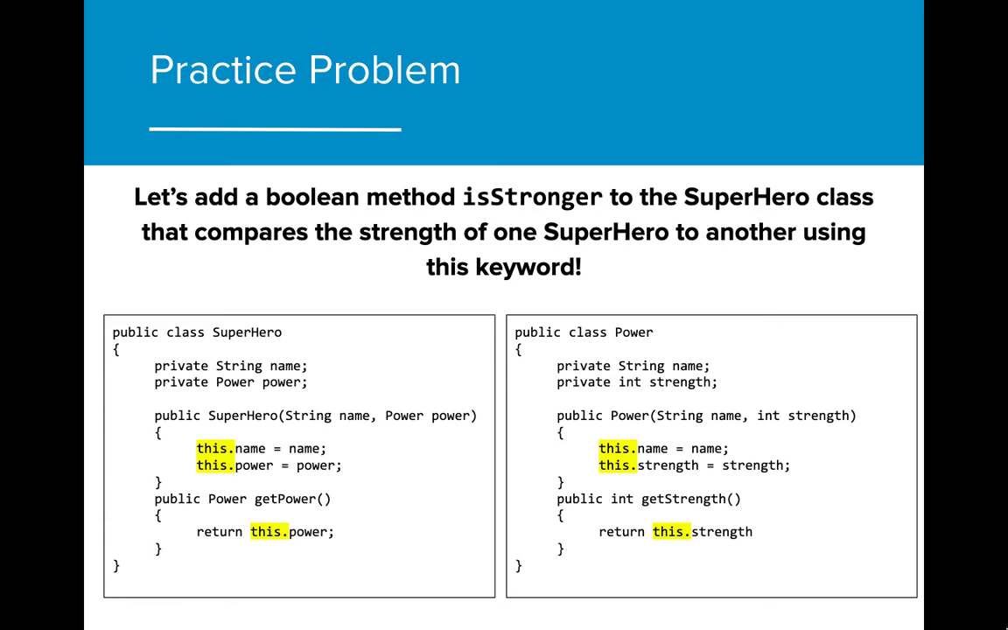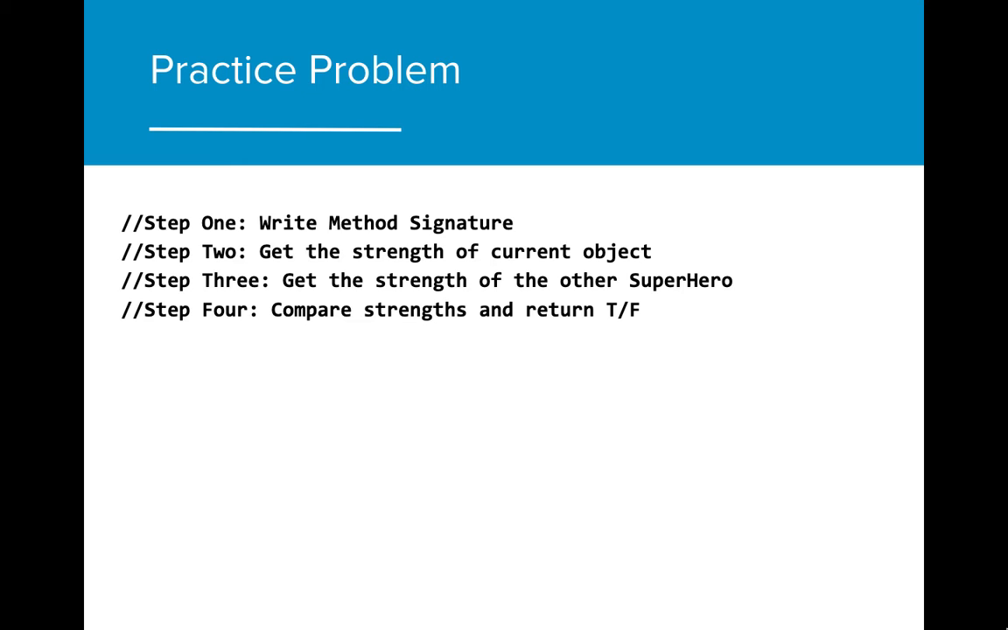Here's the pseudocode for our practice problem. Let's start with the method signature. We want to make this a public Boolean method that takes a superhero object as a formal parameter so we can compare the strength of one superhero to another.